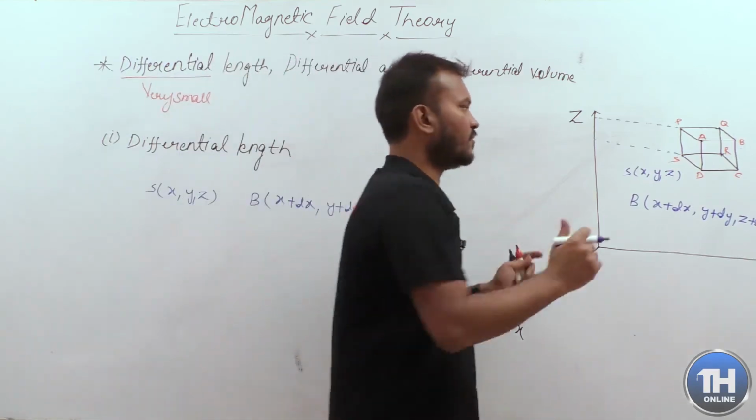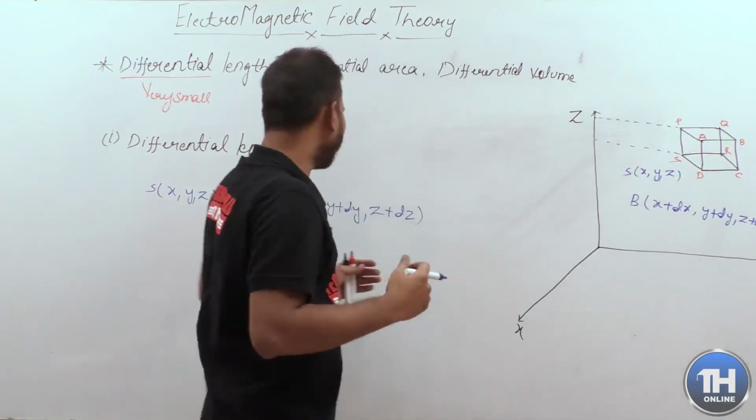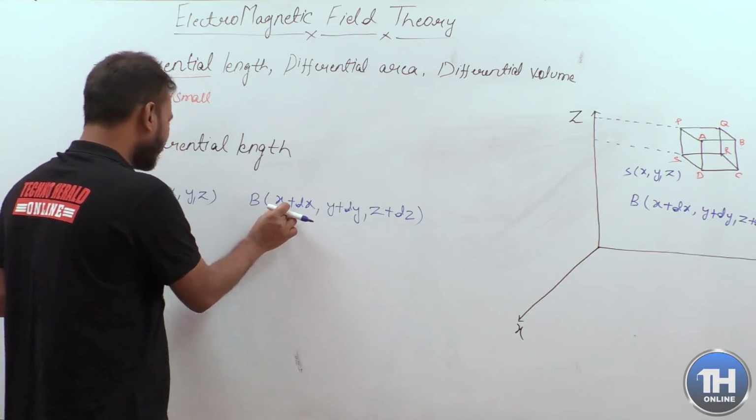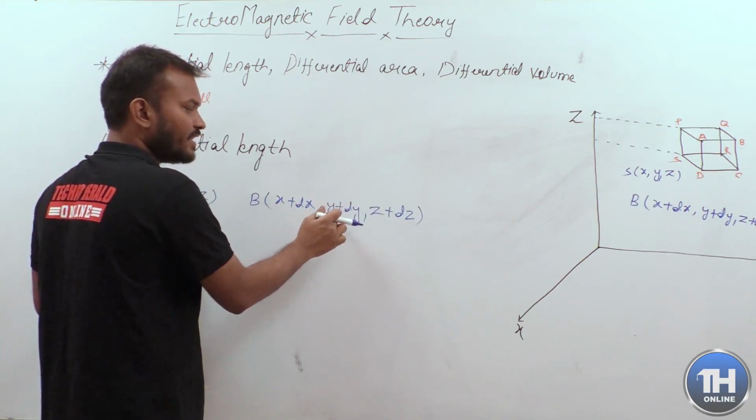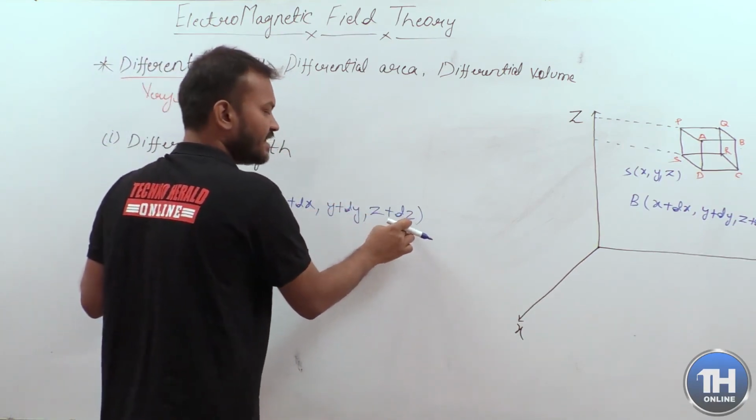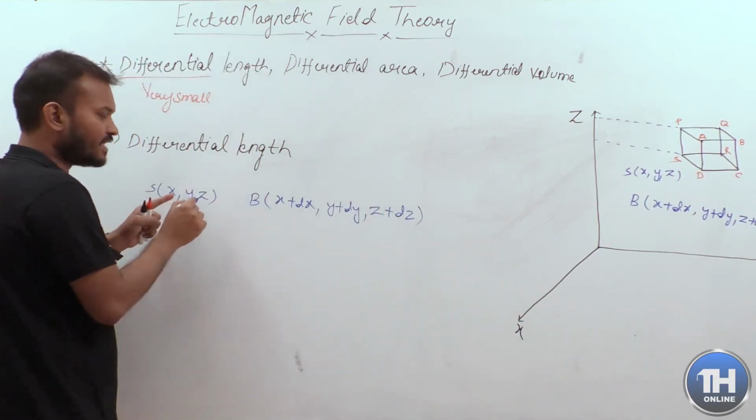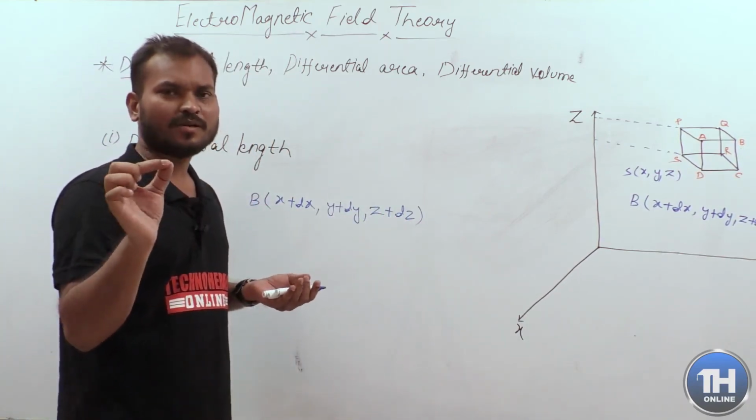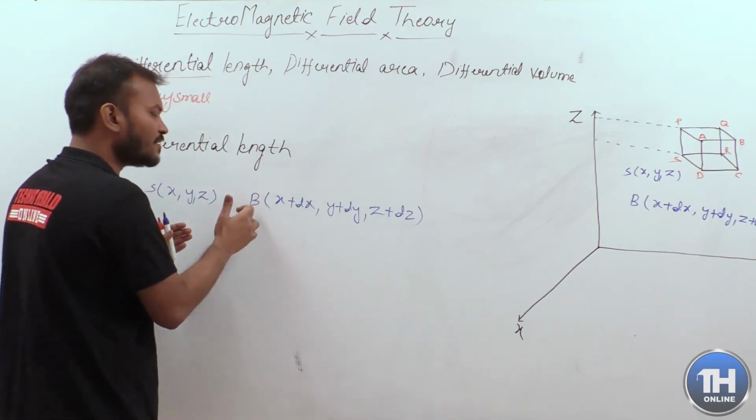If we move from point S to the point B, then there is a differential increase of dx in the x variable, a differential increase of dy in the y-axis, and a differential increase of dz in the z-axis. Initially, it was x, y, and z. When we have increased the length of x, y, z by a very small quantity, we have reached the point P.